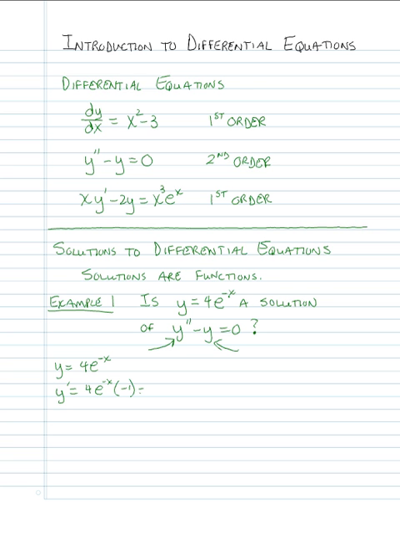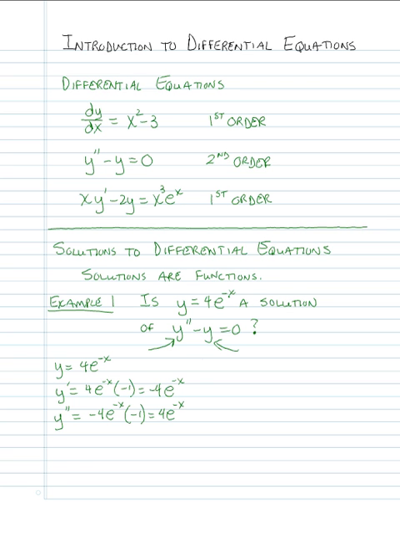And so that result is negative 4e to the negative x power. And then, of course, what we're really after is how we're going to replace y double prime in the differential equation. So next we need to find y double prime. And it wouldn't take us very long to figure out that y double prime is negative 4e to the negative x times the derivative of negative x, which is negative 1, of course. And that result is 4e to the negative x.